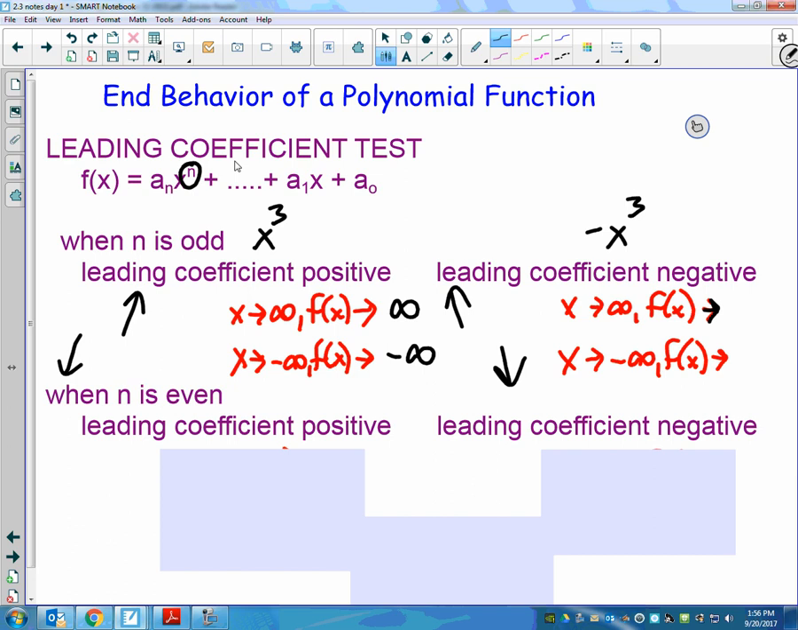So on this one, it's just going to flip. So now the positive side is going to go to negative infinity, and the negative side is going to go to positive infinity. So you just got to make sure you can write that out.